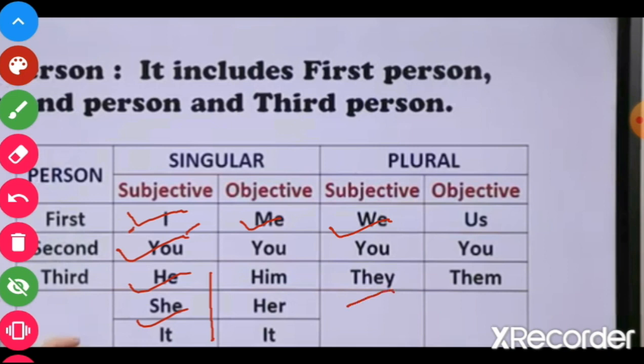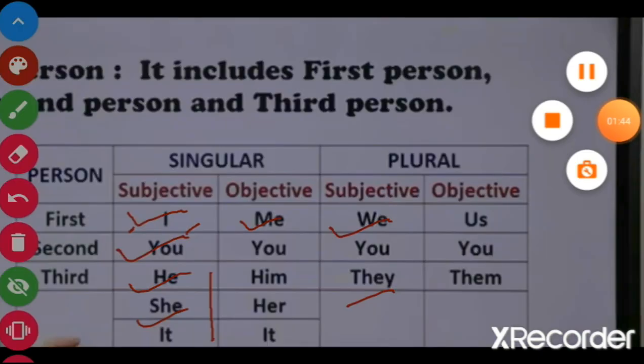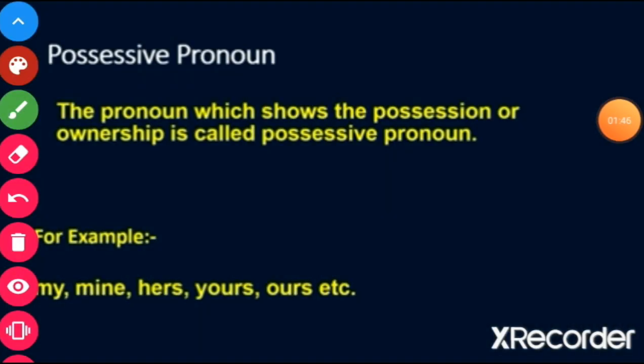Moving to the next kind, possessive pronoun. Possessive means to possess something or to own something. I'm going to read the definition at first. The pronoun which shows the possession or ownership is called a possessive pronoun. For example, my, mine, hers, yours, our.